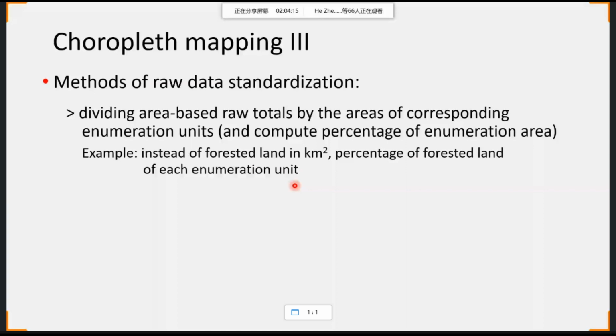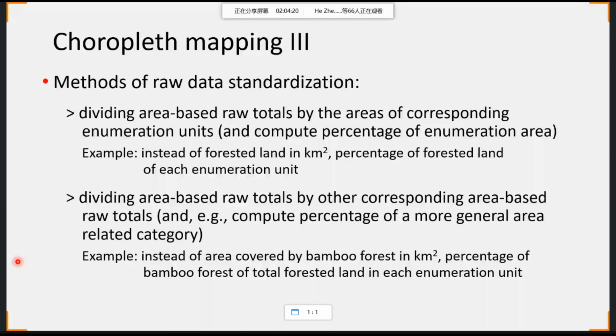Or dividing area-based raw totals by other corresponding area-based raw totals, and, for example, computing the percentage of a more general area-related category. An example would be, instead of area covered by a bamboo forest in square kilometers, the percentage of bamboo forest of total forested land in each enumeration unit. So this is also possible.